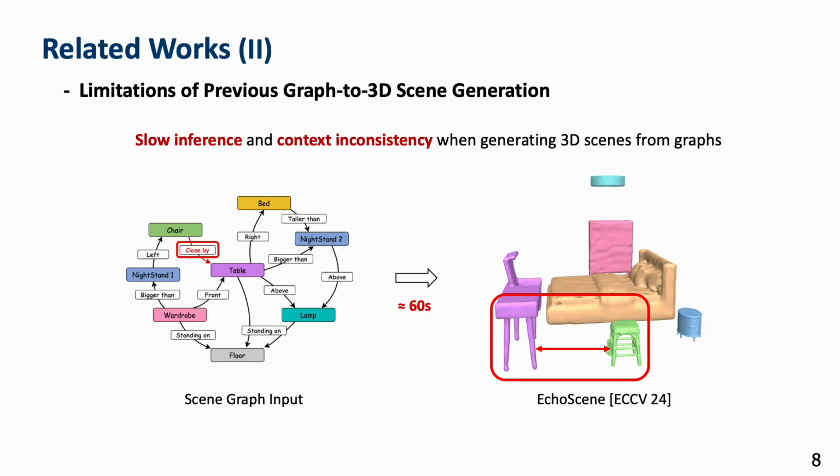Recently, diffusion-based methods have achieved state-of-the-art performance on this task by generating diverse shapes and synthesizing high-quality 3D meshes. However, they still require around a minute to infer a single scene and mainly focus on generating diverse shapes rather than producing 3D scenes that are consistent with the input graph and its context.